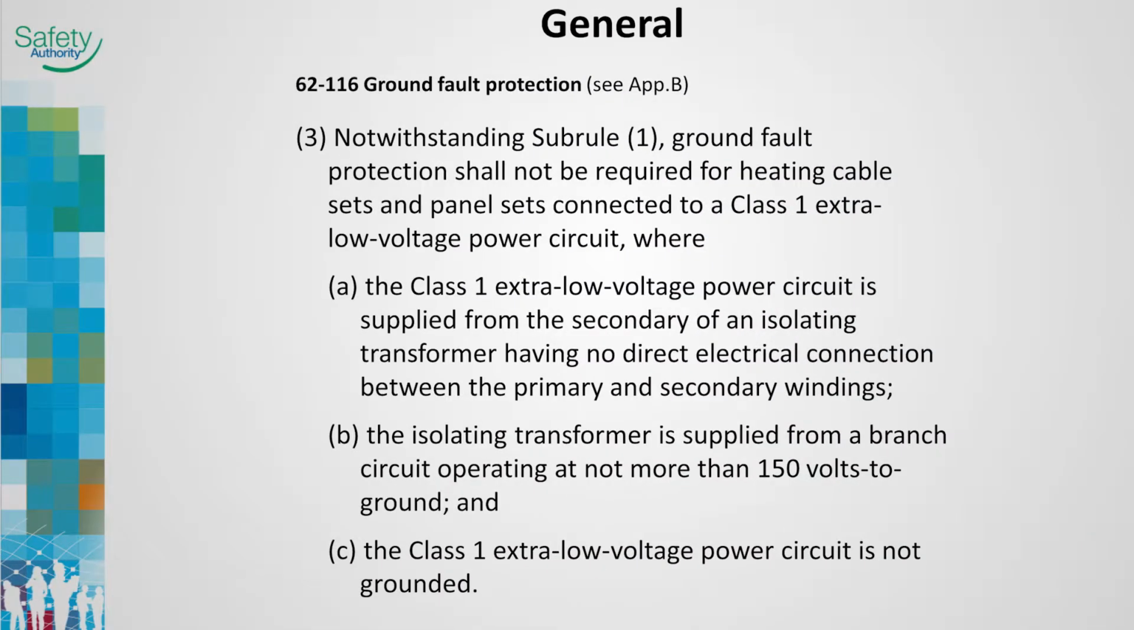Ground fault protection is not required for extra low voltage heating cable and heating panel sets when supplied by an approved Class 1 transformer. The supply circuit must not be rated more than 150 volts to ground, and the Class 1 power circuit is intentionally not grounded.